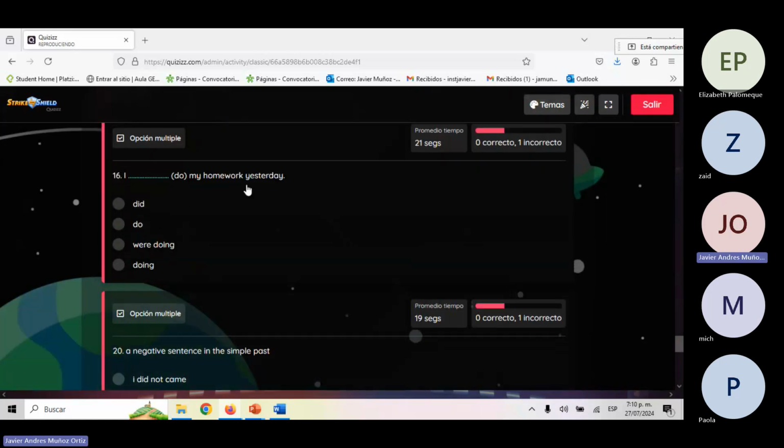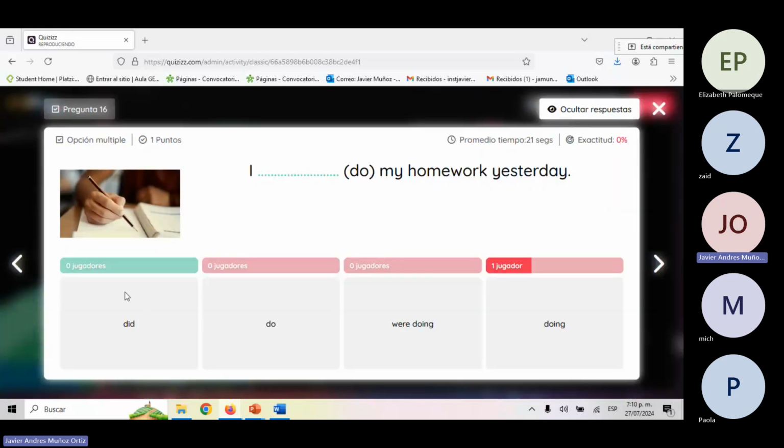Penúltima. I did my homework yesterday. Ayer. Una actividad que empezó en el pasado y terminó en el pasado en un momento muy concreto del pasado. En este caso utilizamos el pasado del verbo to do. Y el pasado del verbo to do es did, que inclusive está en auxiliar también. I did my homework yesterday. ¿Por qué no sería doing? Porque aquí falta el verbo to be. I was doing. Ahí sí sería válido, ¿no? I was doing.